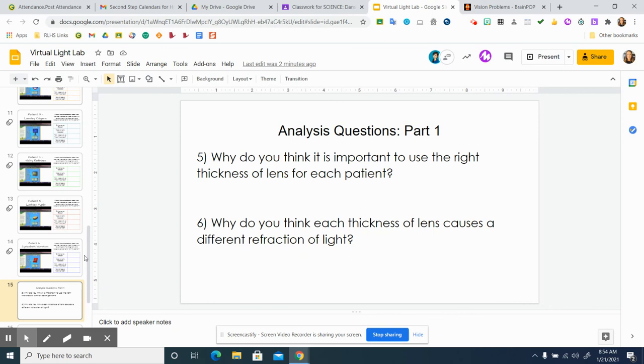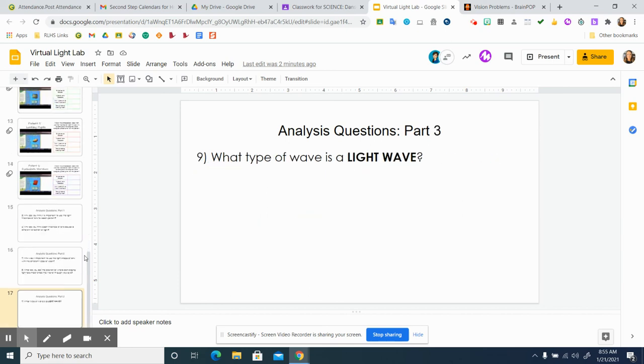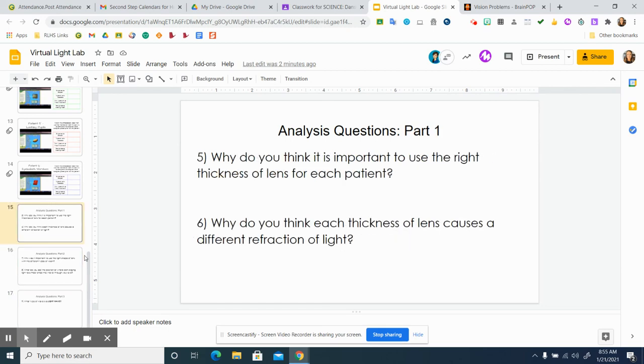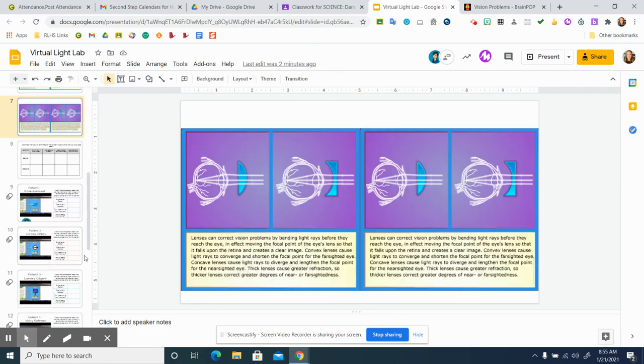And then once you're done diagnosing each of the patients, you're going to answer some of these analysis questions. So 5, 6, 7, 8, and 9. Once you go through all of these patients and answer all those questions, make sure you're restating and using part of the question in your answer. Make sure all the tables are filled in, and then you can submit it.